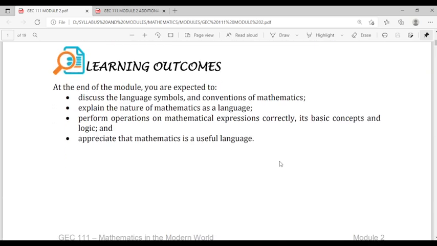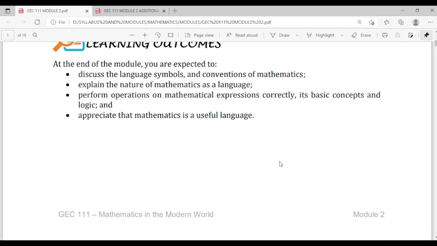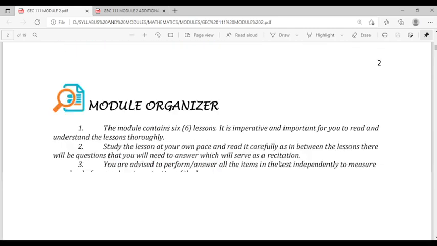So at the end of this module, you are expected to discuss the language, symbols, and convention of mathematics. You are expected to explain the nature of mathematics as a language, perform operations on mathematical expressions correctly, its basic concepts and logic, and you are expected to appreciate that mathematics is a useful language.